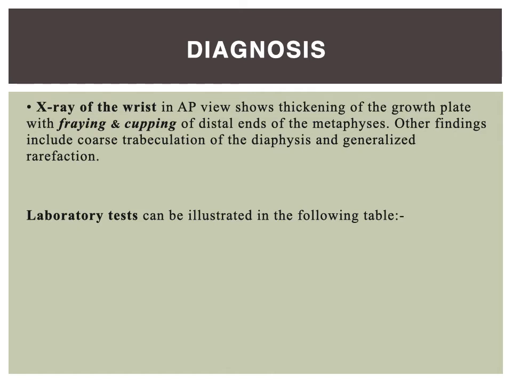Diagnosis of rickets. In order to diagnose rickets, we have to take an X-ray of the wrist, usually the left wrist. In an AP view, you can see thickening of the growth plate, fraying, cupping of the distal end of the metaphysis. Also, you may see a coarse trabeculation of the diaphysis and generalized rarefaction. Laboratory tests then come after; they will support your diagnosis.